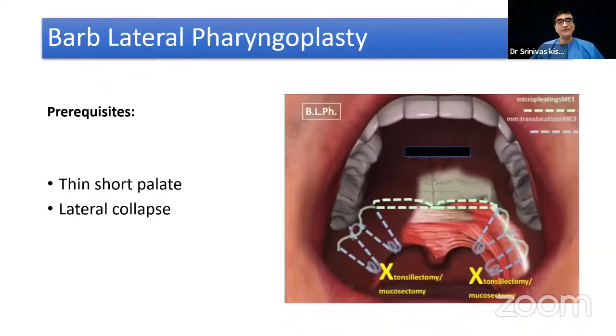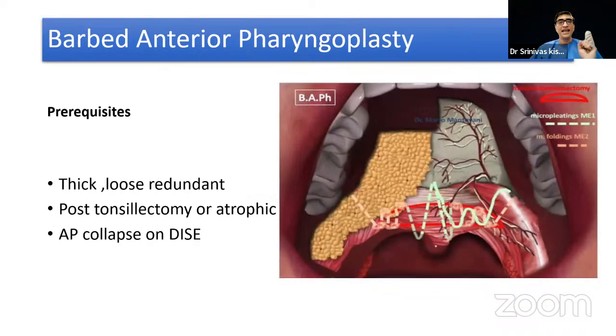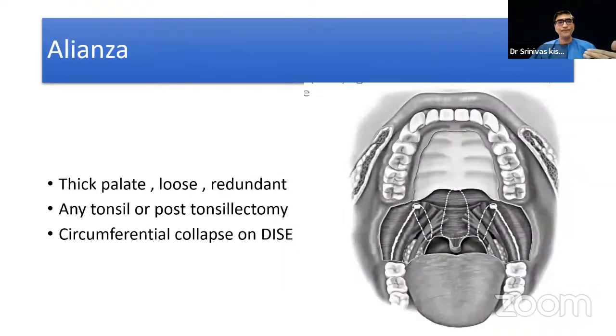The same procedure, which is lateral pharyngoplasty, can be done with a barbed technique. The only difference is there are no cuts. Unlike the different kinds of procedures in the soft palate that I just showed you, wherein we have cut in all those areas and exposed those muscles, you don't have those things. And then you have the barbed anterior pharyngoplasty, very similar to the kind of procedure that we did as anterior palatoplasty.